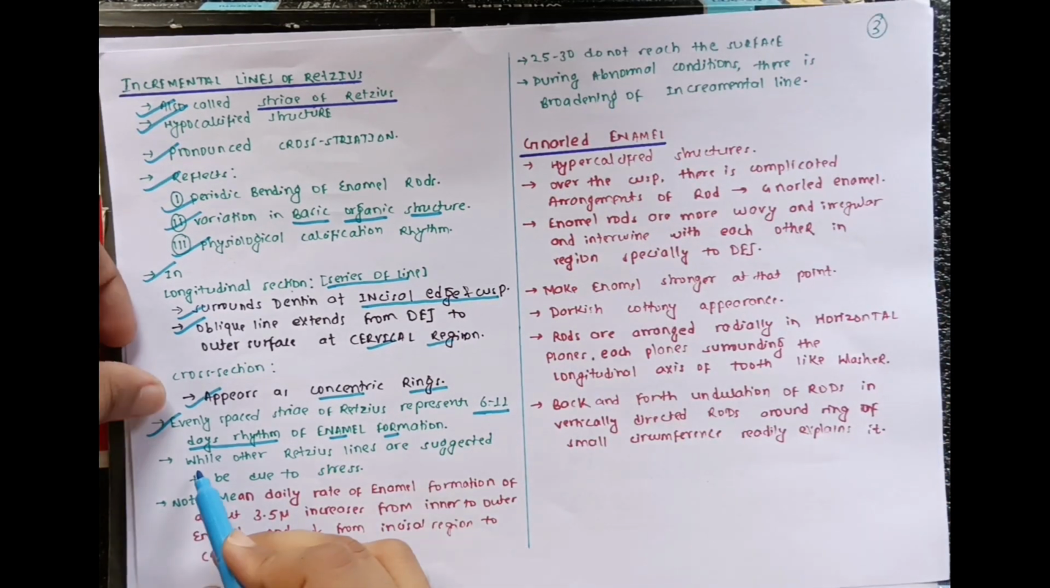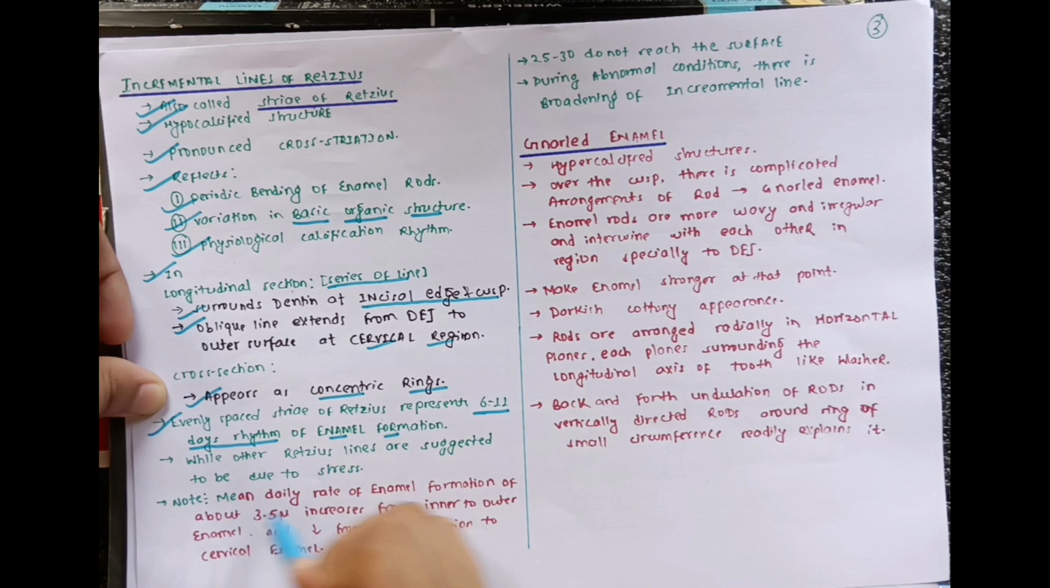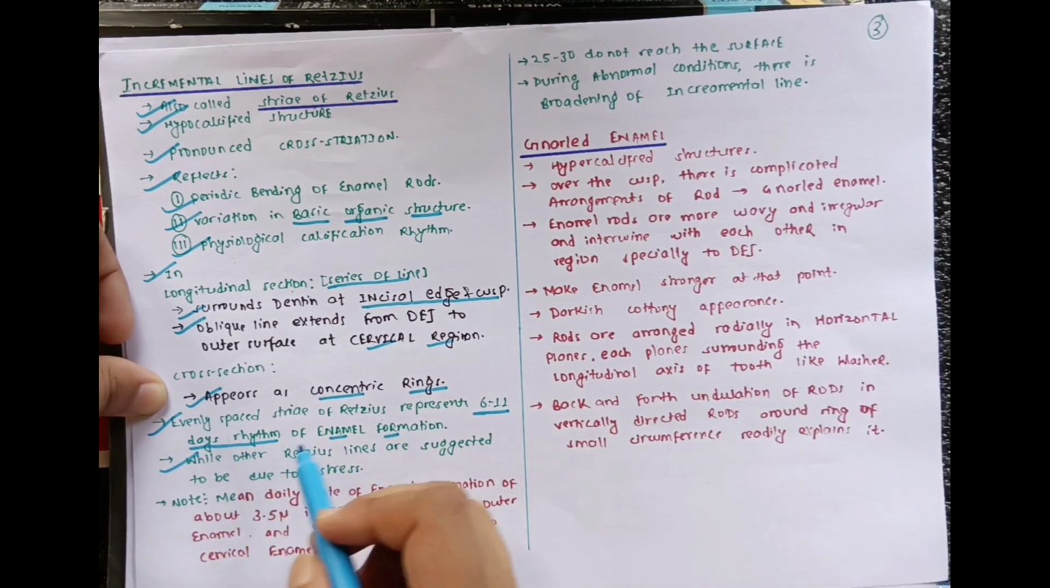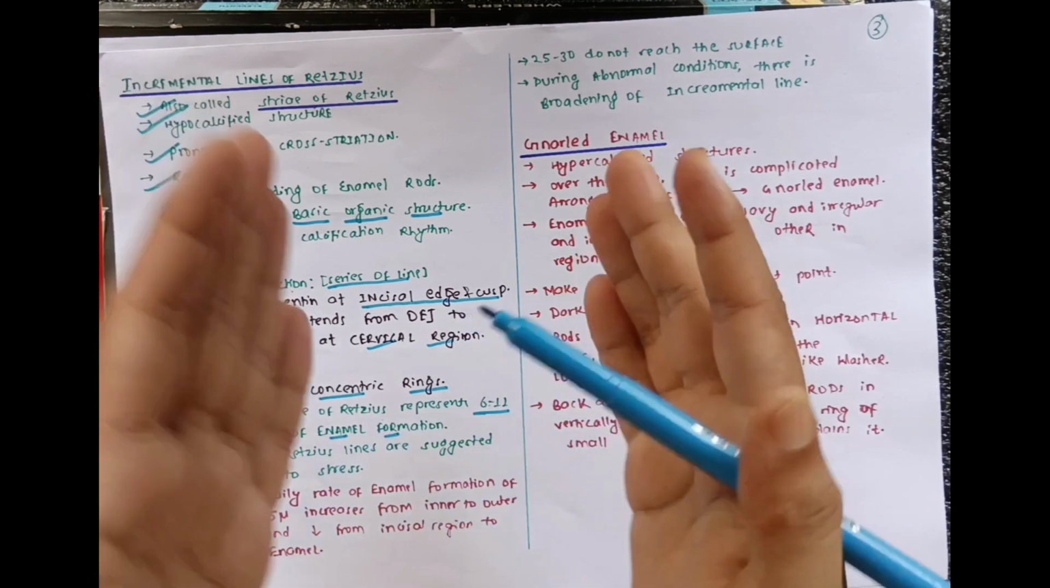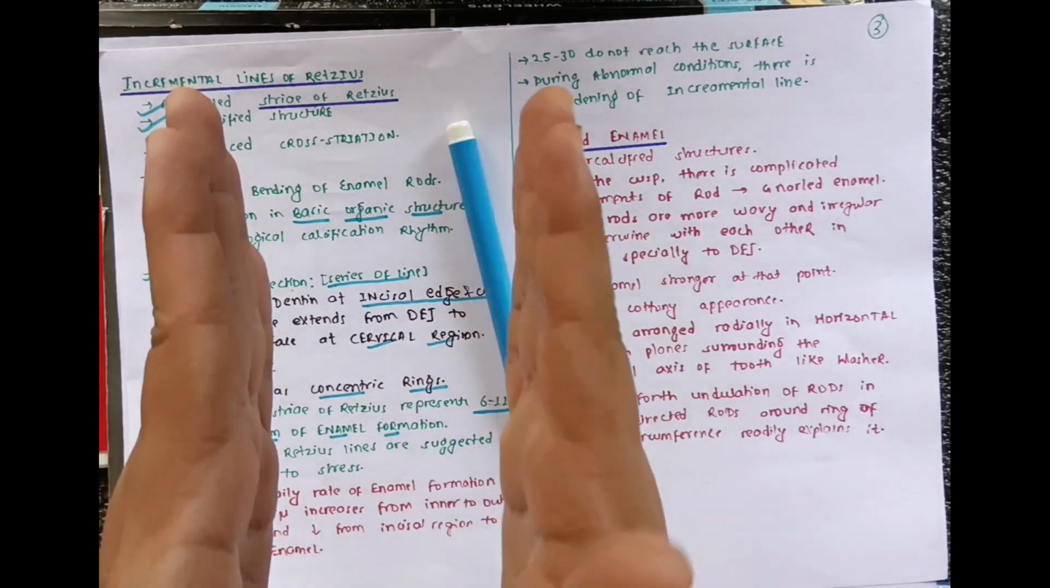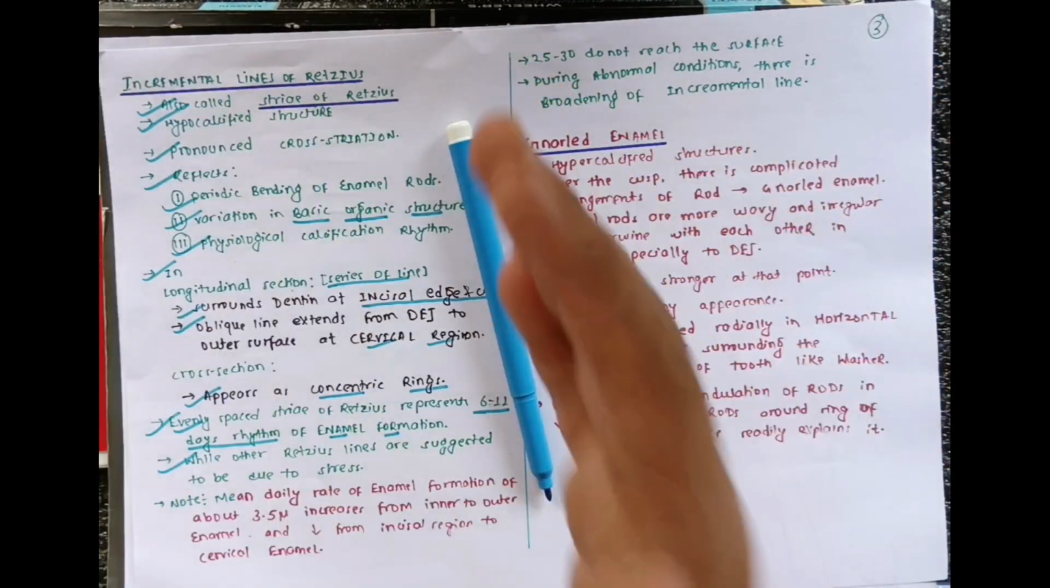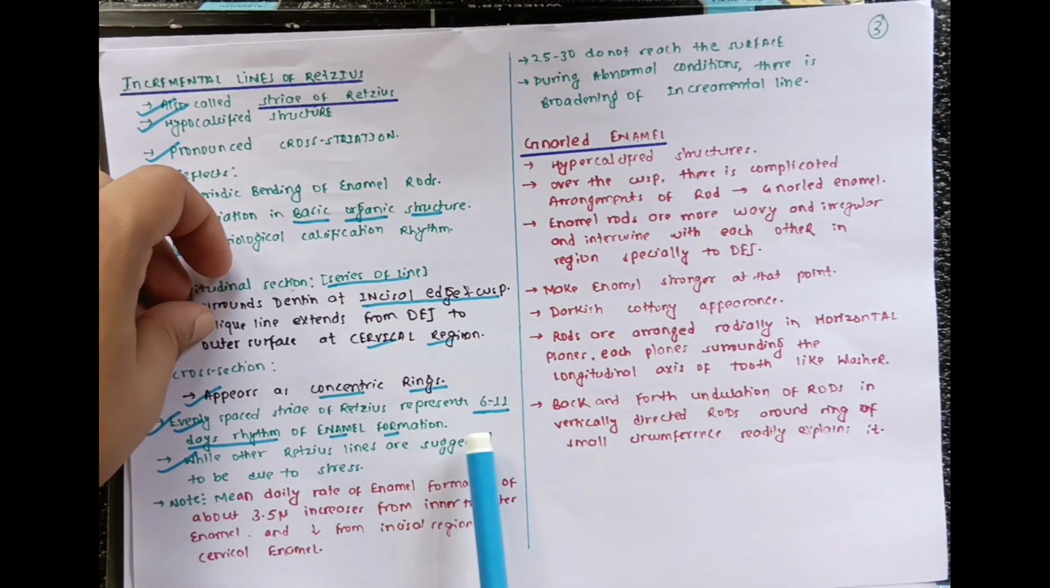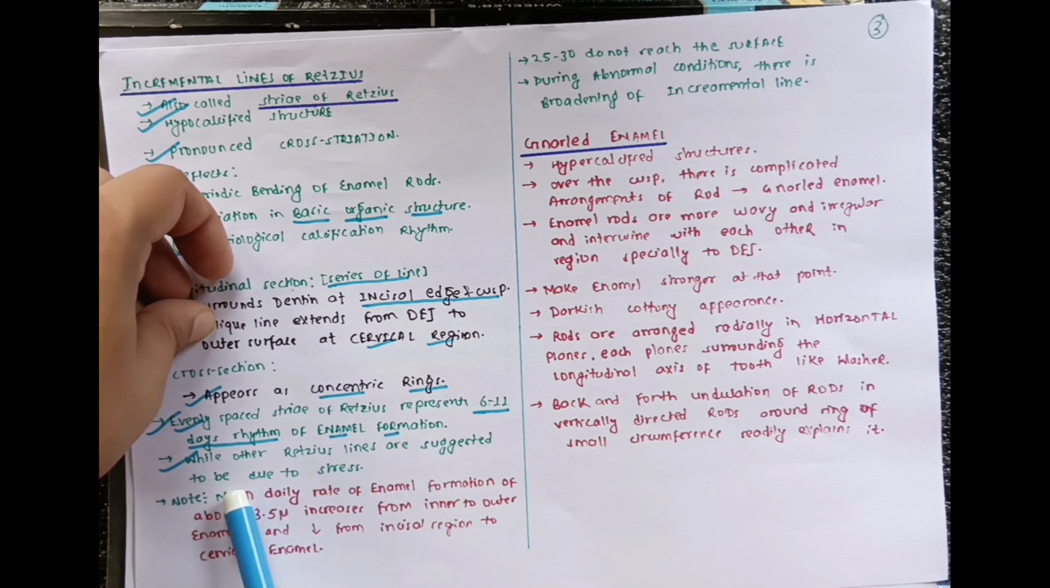After that, here I have written that other Retzius lines are suggested to be due to stress. So the striae of Retzius that are present at a particular, evenly spaced interval represent the 6 to 11 days rhythm of the enamel formation, but those that are not evenly spaced are suggested to be due to stress.